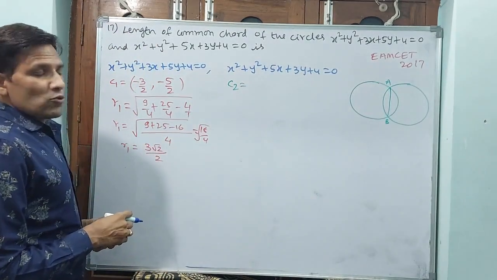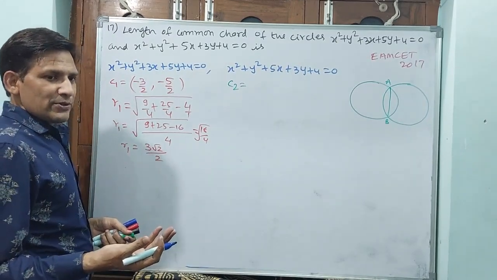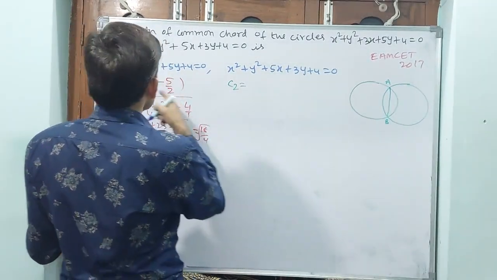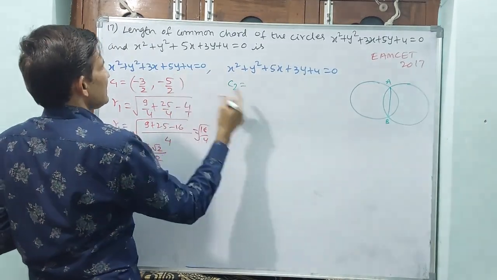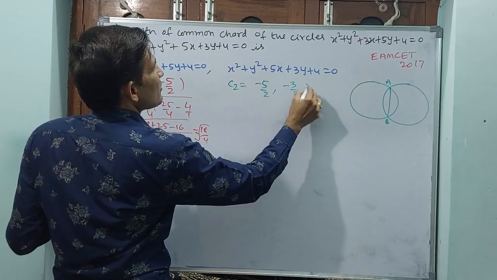G will be 2G will be 5, so g will be 5 by 2. Minus g will be minus 5 by 2. Okay, just to reverse this. Why? Because both are reversed. Minus 5 by 2 comma minus 3 by 2 will come.